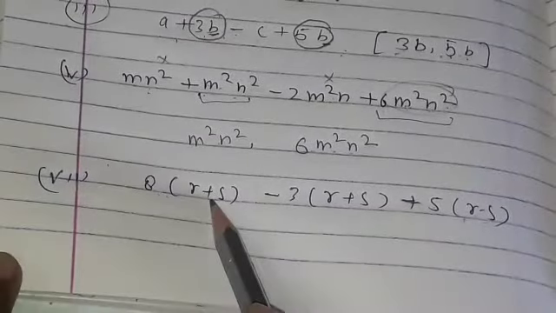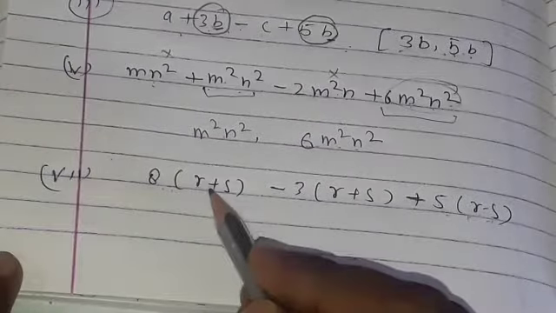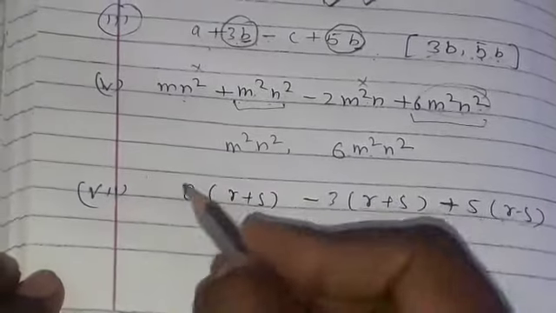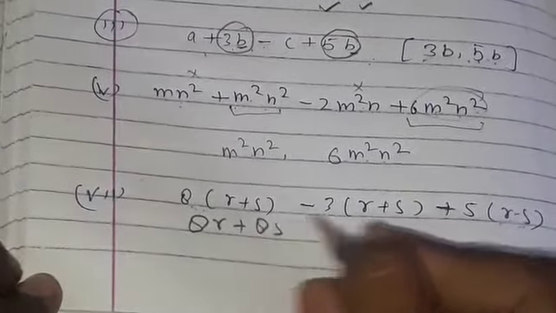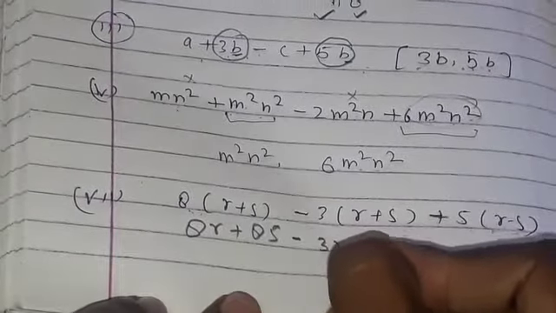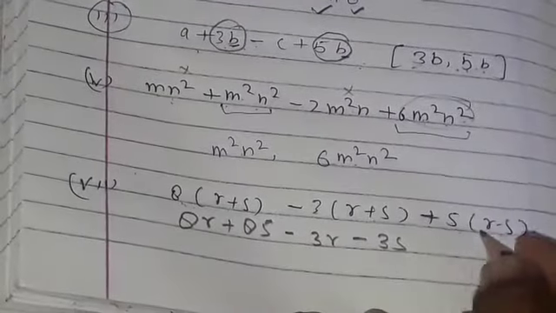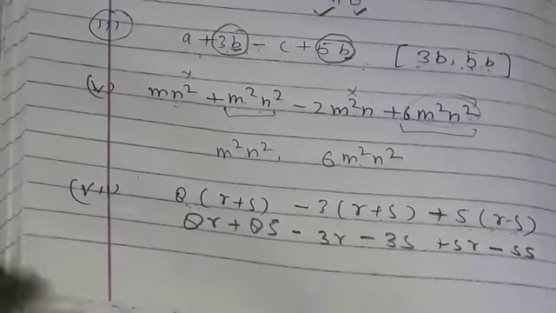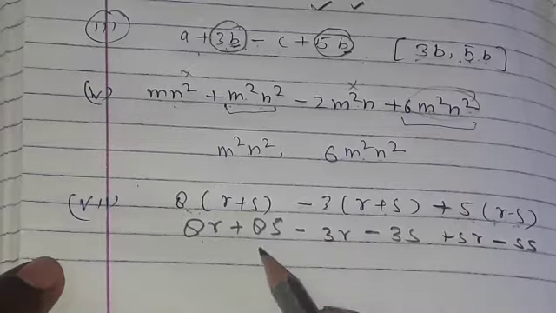8(r plus s) minus 3(r plus s) plus 5(r minus s). So class, before finding like monomials, you have to expand it. So 8r plus 8s, minus 3r minus 3s, plus 5r minus 5s. Now you can find like monomials.